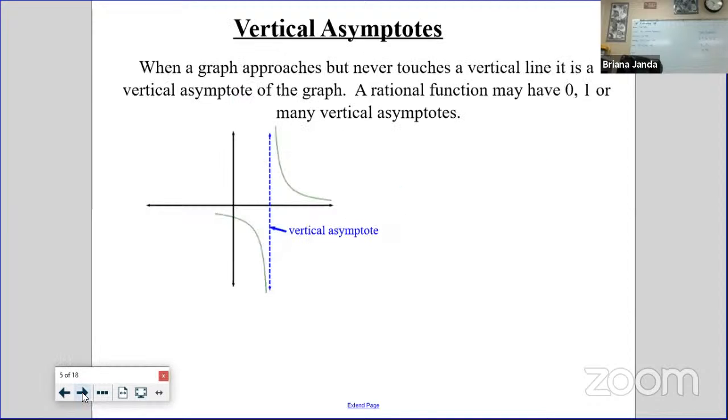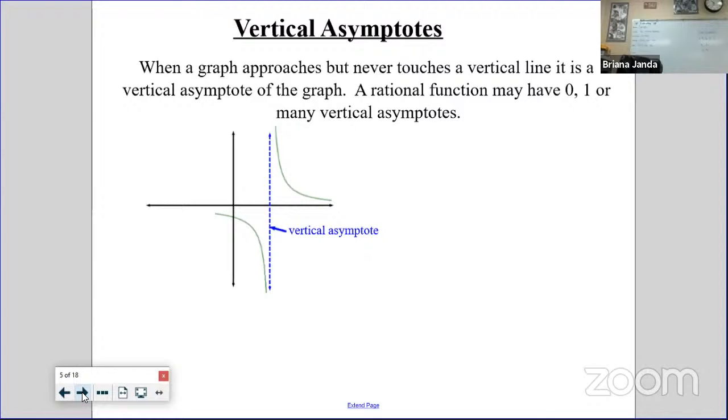You can see it here drawn as a dotted line, and that's how we will draw them. Again, if I were to type this into my graphing calculator and look, a vertical asymptote is an invisible barrier, which you would not see on a graphing calculator. We will draw it in there for ourselves to show that we know what it is, but it is really an invisible barrier that your graph will approach but never touch.